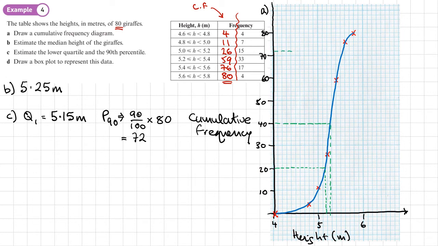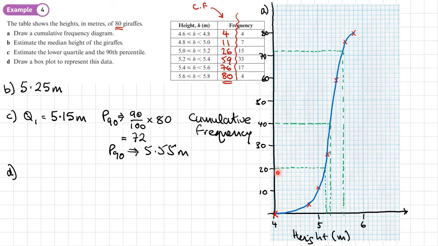So 72 is here, and we'll read that off. So it looks like it's going halfway between these boxes here. In the exam, you'll be given a range of values to read off for your answers. So 5.1, 5.2, 5.3, 5.4, 5.5. So I would say 5.55 on my graph here. So P90, 5.55 meters.